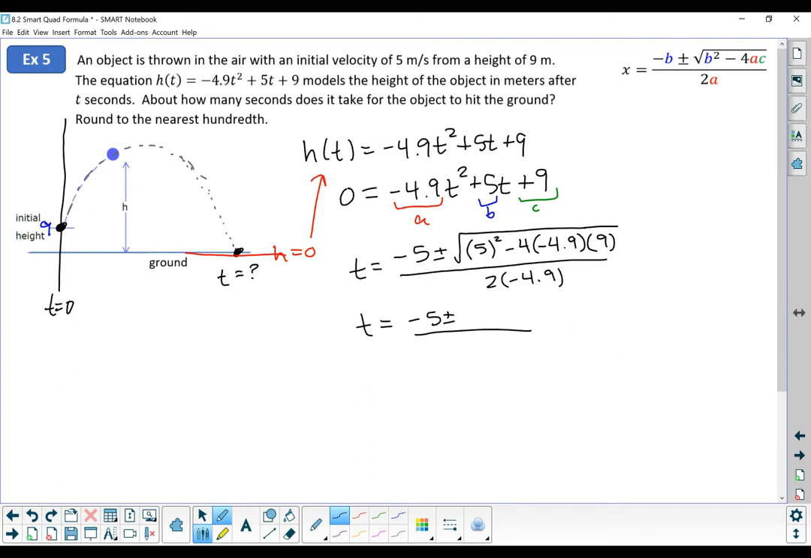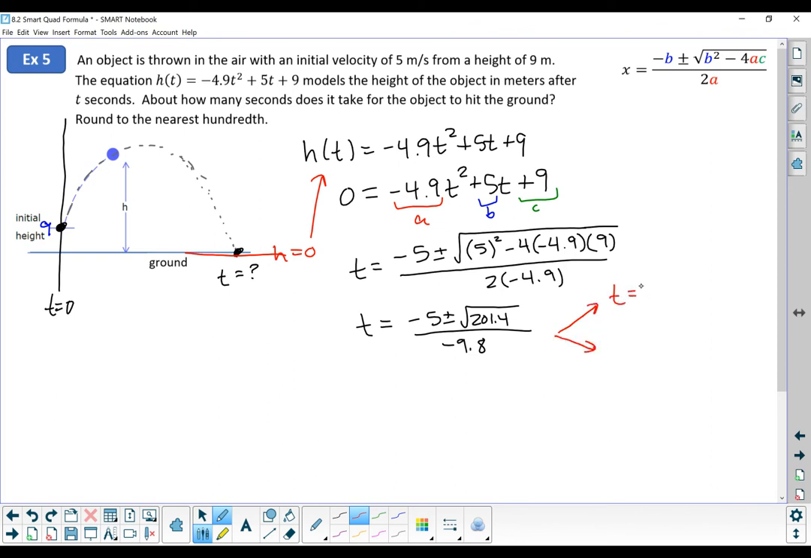So we've got 5 squared, or at least get that inside number, 5 squared minus 4 times -4.9 times 9 is 201.4. And on the bottom, 2 times -4.9 is -9.8. So now I'm going to split that into my two answers.